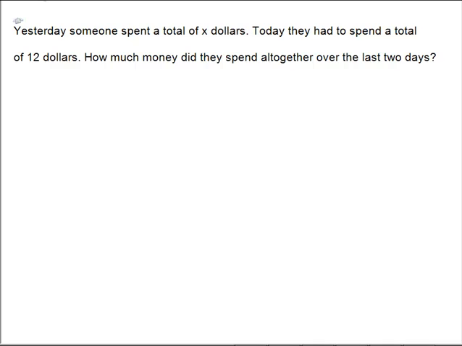Well, a total amount of money is going to come from the sum of the money spent one day and the amount of money spent the next day. So how much did they spend yesterday? The problem tells us directly that the amount of money spent yesterday was X. How much money was spent today? That was directly told to us to be 12.